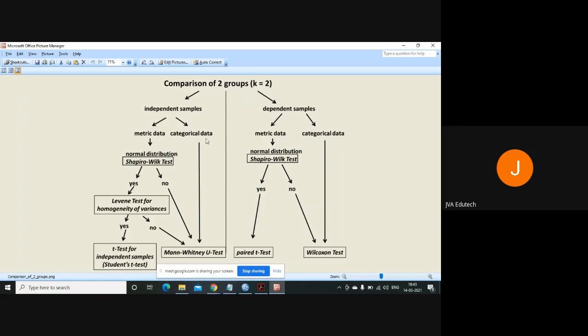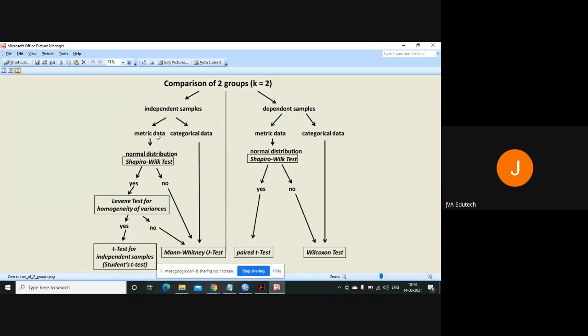Yesterday, I explained the metric data and the categorical data. Normally, if you have taken the data on a nominal or ordinal scale, that is categorical data. If you have taken your responses on an interval scale or a ratio scale, then that is metric data. And I already told you that if your data is categorical, it will tend to be skewed. It won't follow normal distribution, and you need not even check. You simply go to the non-parametric test. So let's assume that your data is metric data.